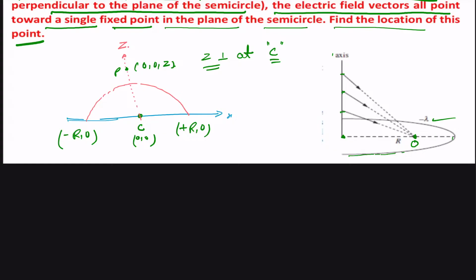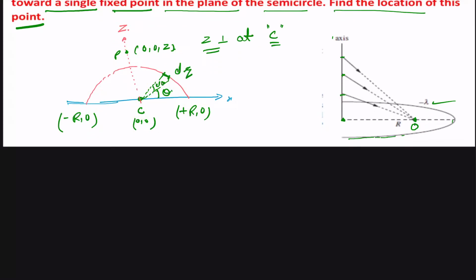And on the semicircle let us consider a small element, and that element is our d theta at angle of theta. This small element, suppose, has a charge of dq, and r is the radius. Now we can define the coordinate of this small element.